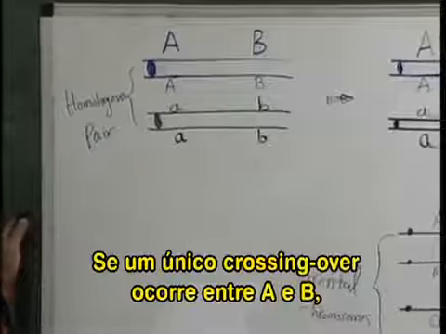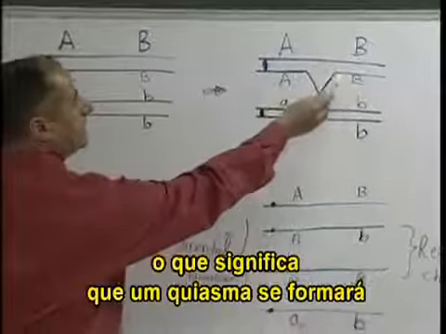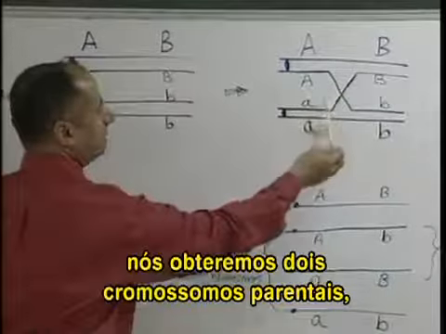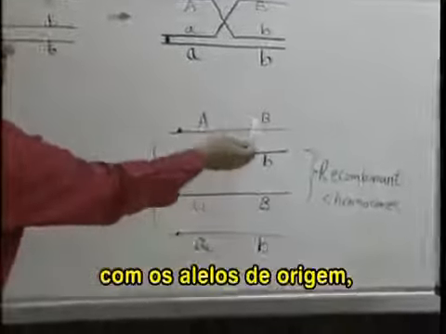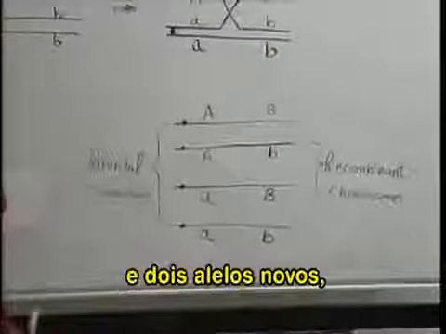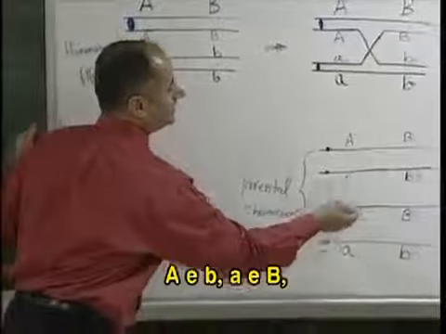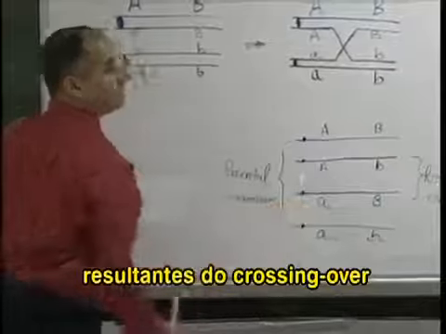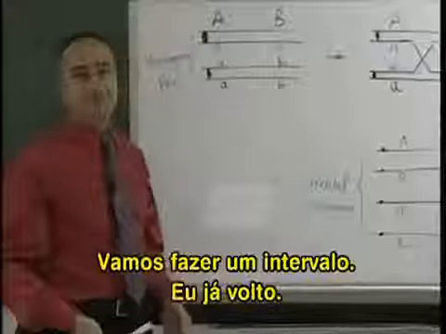If a single crossing over takes place between A and B, and that means a chiasma will form between the non-sister chromatids, we will end up having two parental chromosomes. They have the original alleles, capital A capital B, and small a small b, and two new combinations, capital A small b, and small a capital B. And these are the results of a crossing over between A and B.